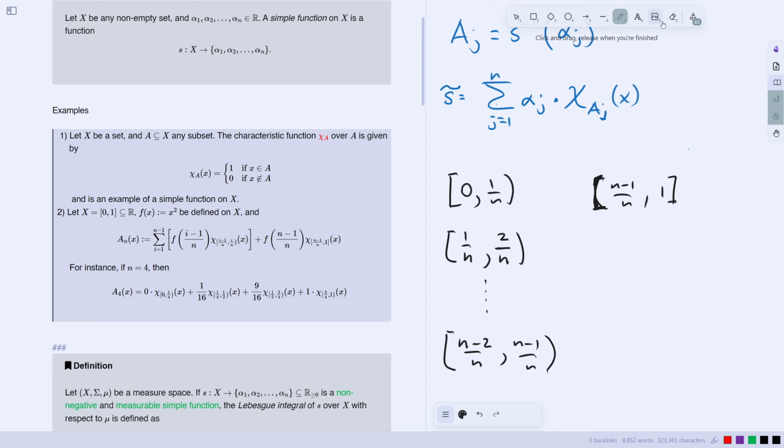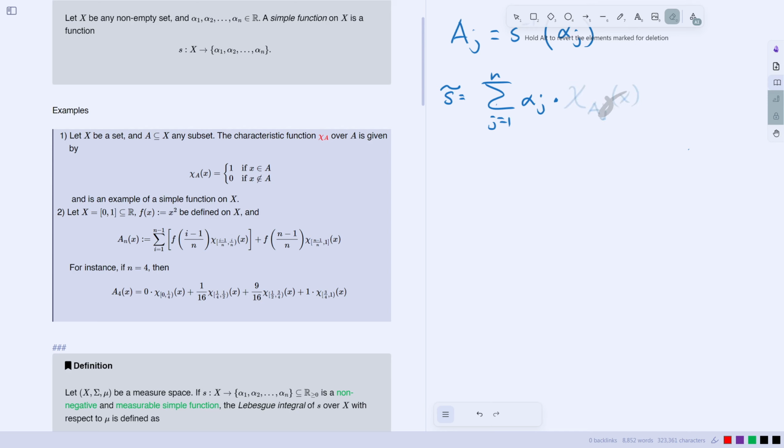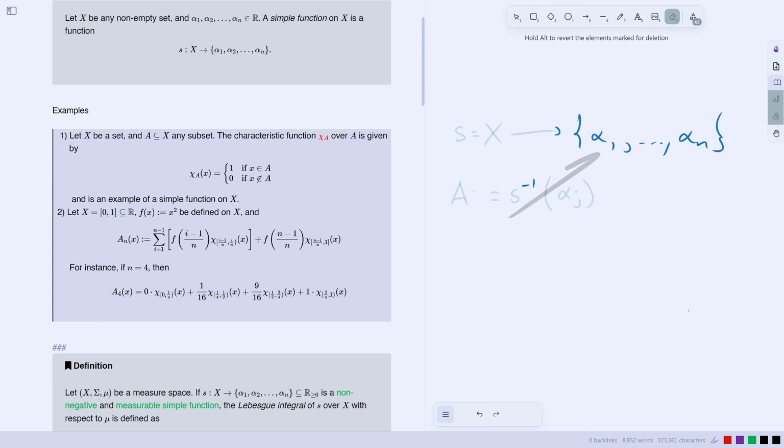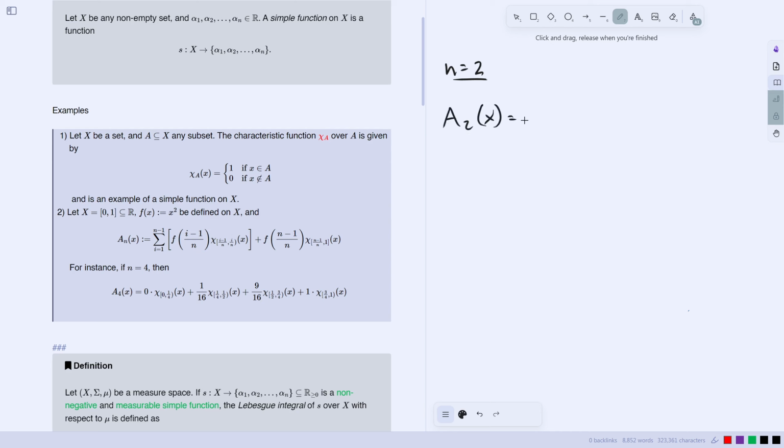Okay, what is the picture going to be? Well, let's consider what happens when n is equal to 2. We're going to have two terms in this summation, and we're going to have two subintervals. If n is equal to 2, we have the sum from i equals 1 to 2 minus 1, so that's 1. So there's just one term in that summation. Let's plug in 1 for i. We're going to get f of 1 minus 1 over 2. Well, that's just f of 0. So a2 of x is equal to f of 0.